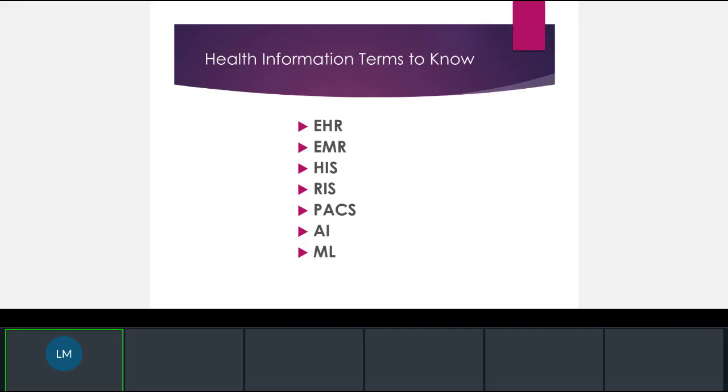The last two are AI and ML. AI is artificial intelligence. ML is machine learning. I feel like everybody has probably heard of AI, but those technologies help solve problems, and they're designed to imitate our thinking, but they do it much, much faster.